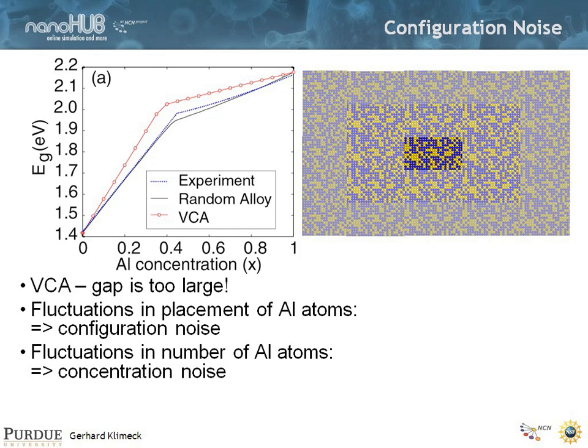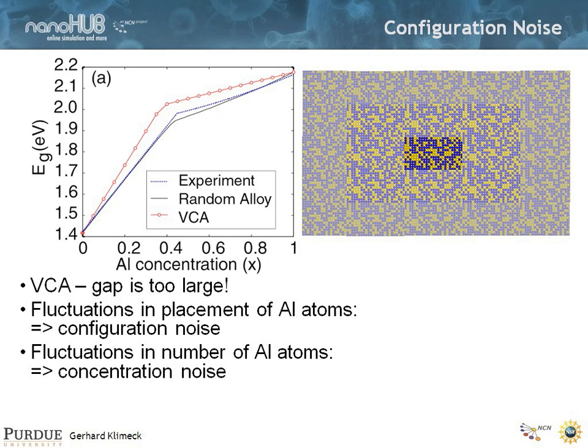Configuration noise would be taking this exact same concentration, say in a cell of 200 atoms, and you say you want to have a 0.2 aluminum concentration. That means you have to have 20 aluminum atoms and 80 gallium atoms. And you always choose 20 and 80. But you randomly distribute them, but exactly 20 and 80. That would be configuration noise, right? Because you configure the atoms slightly differently.